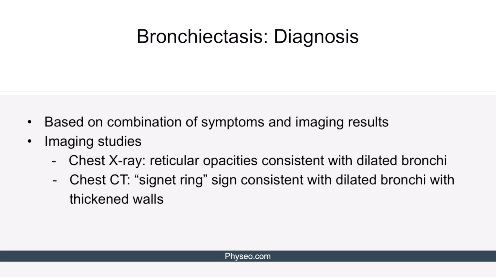Diagnosis of bronchiectasis is based on the combination of symptoms and imaging results. Imaging studies used to diagnose bronchiectasis include chest X-ray and chest CT. Chest X-ray usually shows reticular opacities consistent with dilated bronchi. Chest CT, on the other hand, commonly exhibits the signet ring sign consistent with the dilated bronchi with thickened walls.